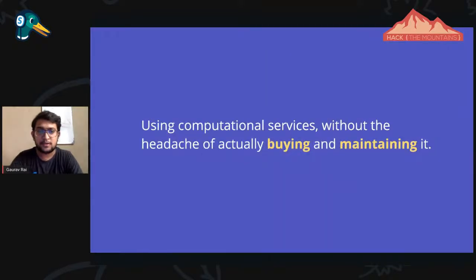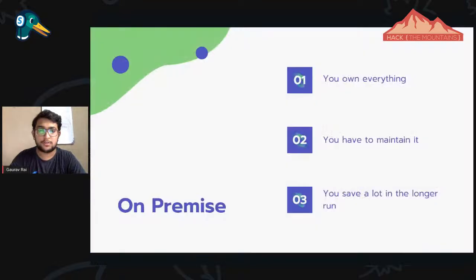That is the reason why I will come back to this statement: what companies did is they outsourced this job. That is, they started outsourcing the whole maintenance, the buying of the whole infrastructure of computers, and the maintaining of the software and operating systems as well. And now they only develop the software and use it. Okay, simple as that. So earlier we had an on-premise setup where you own everything, you have to maintain it, and you can save a lot in the longer run, right?